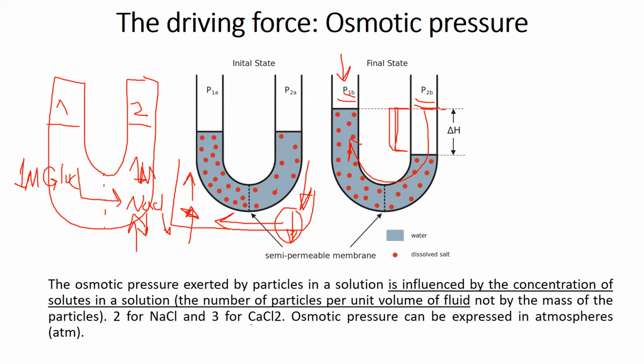Similarly, for example, calcium chloride will give 3 osmotically active particles, okay? And so if I have here 1 molar of sodium chloride and here I have 1 molar of calcium chloride, the calcium chloride would have more osmotically active particles, thus will have higher osmotic pressure, okay? Is this clear?